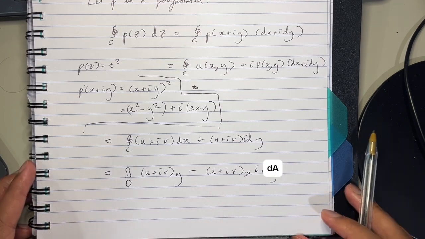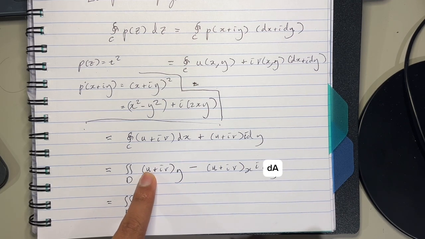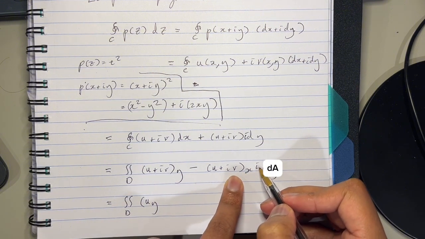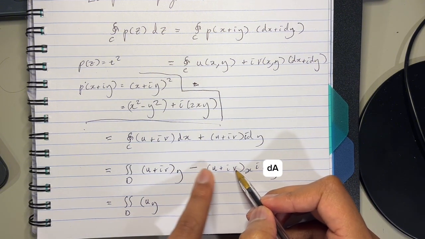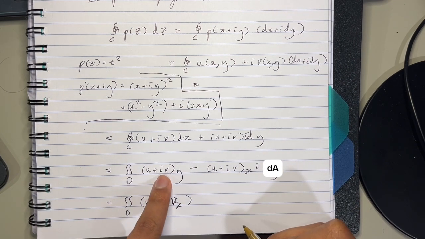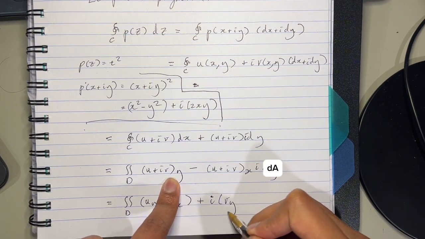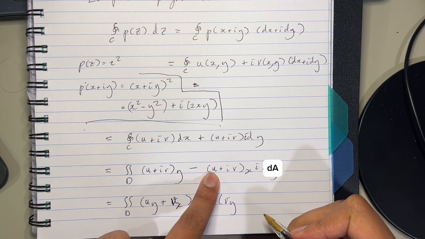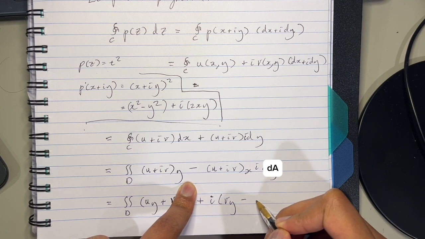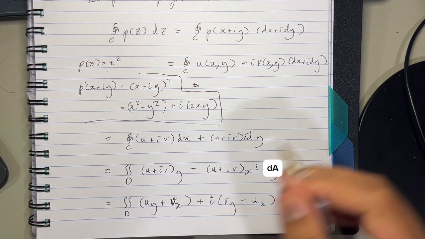Let's group the terms that are real and imaginary together. If we do that, we get the double integral of the partial u_y, and then in this case we have an i times i, which is minus 1, and there's a minus here, so it's plus v_x. Then let's put the i at the front: i v_y, and then we have an i u, which is a negative partial with respect to x, so negative u_x, in an integral over an area, dA.